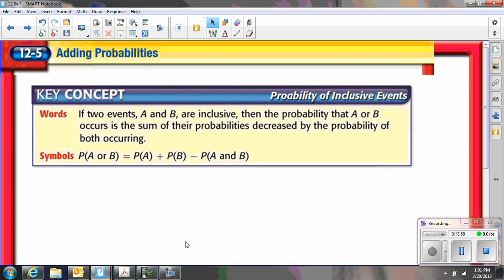To figure out the probability of an inclusive event, we simply take the probability of event A occurring plus the probability of event B occurring minus the probability of both of them occurring together. So for instance, I would figure out the probability of picking a king, I would figure out the probability of picking a spade, and I would subtract the probability of picking a spade that is a king.